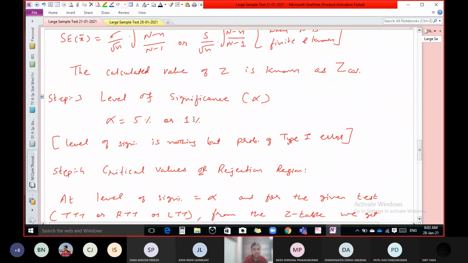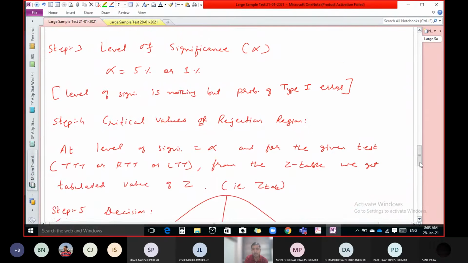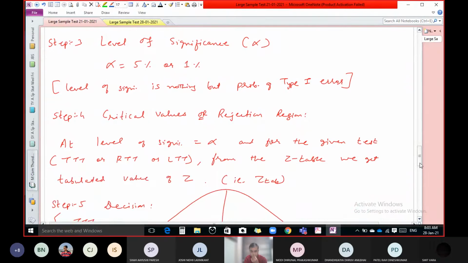Step 3, in which we have to define the level of significance. Level of significance is denoted by alpha. If nothing is mentioned, then we have to take either 5% or 1%. What is level of significance? It is nothing but the probability of type 1 error. And you know what is type 1 error and type 2 error. Type 1 error is what? It is the probability of rejecting a true null hypothesis.